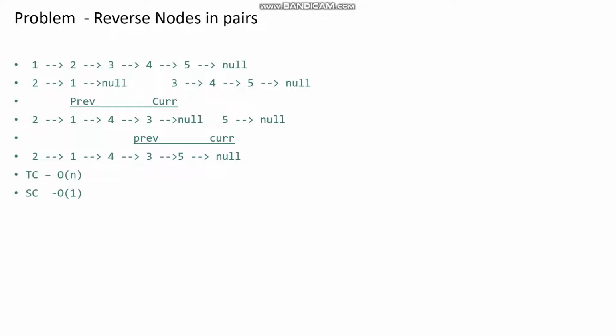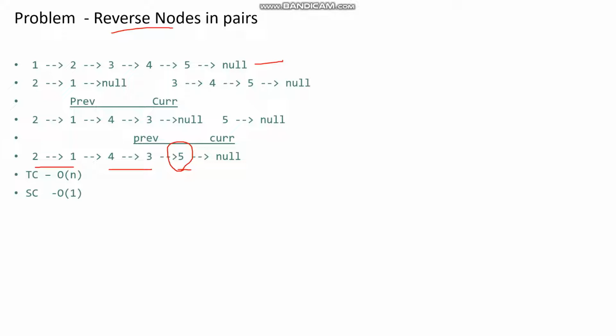So our problem statement is reverse nodes in pairs. If this is our linked list, we have to reverse the nodes in pairs. That is 2, 1, 4, 3, and 5 is left and it's not making any pair with any of the elements. Then we will insert it as it is.